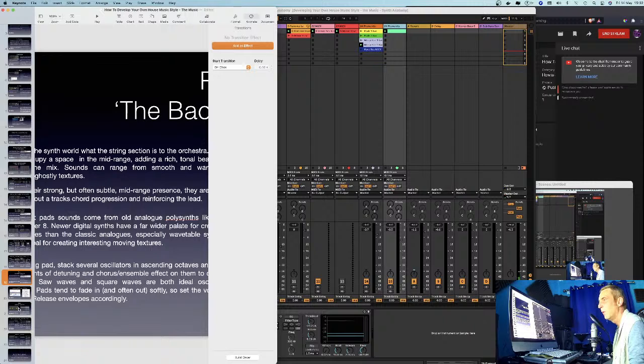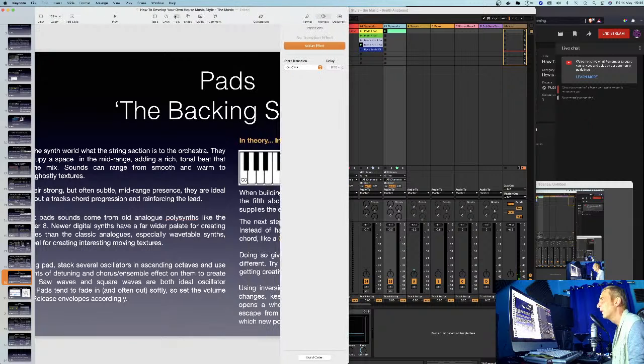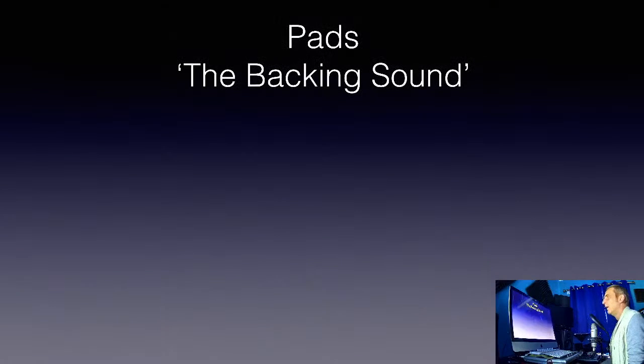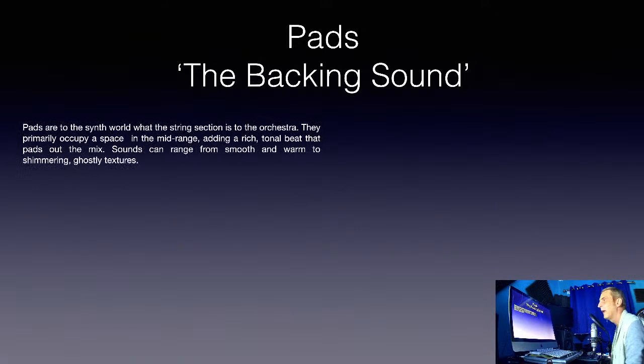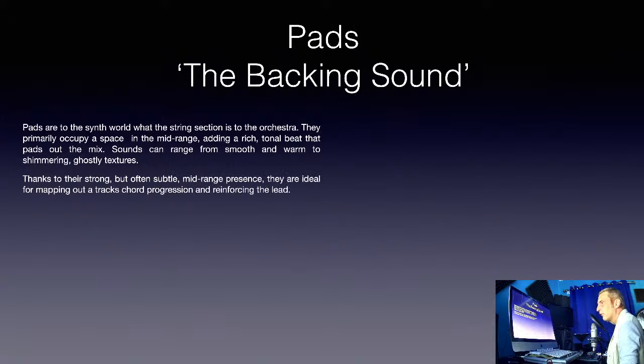We've only got 5 slides to go through today. A little bit of theory on pads. Okay, so pads are the backing sound. Pads are to the synth world what the string section is to the orchestra. They primarily occupy a space in the mid-range, adding a rich tonal bed that pads out the mix. Sounds can range from smooth and warm to shimmering ghostly textures.